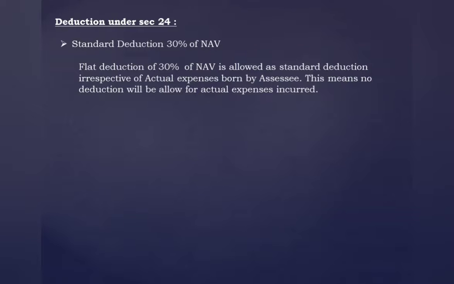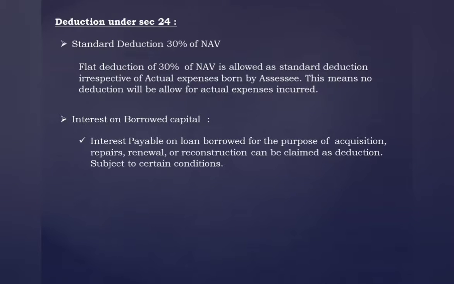Flat 30% standard deduction of NAV. Flat deduction means you will not be allowed any expenses incurred on such house property. A flat deduction of 30% will be allowed. Second, interest on borrowed capital.